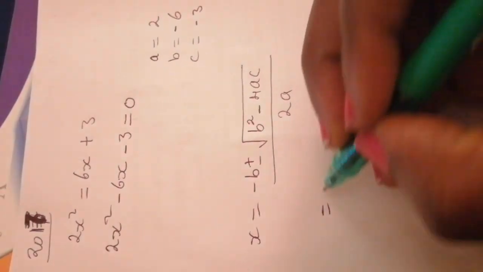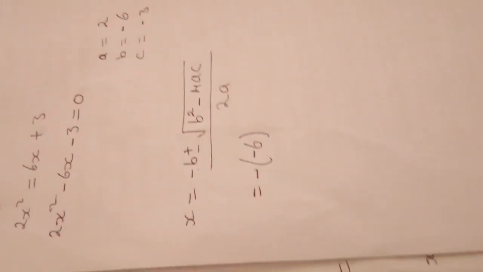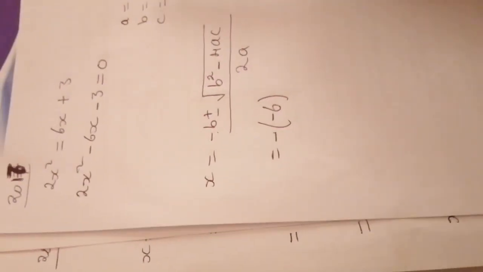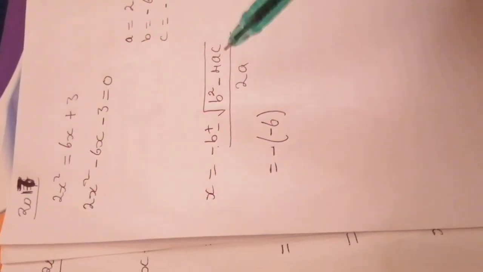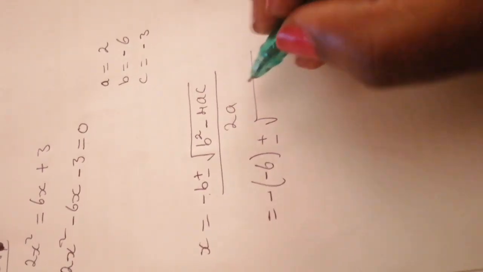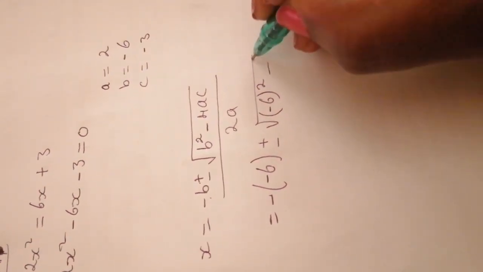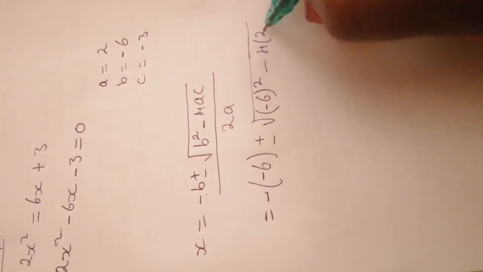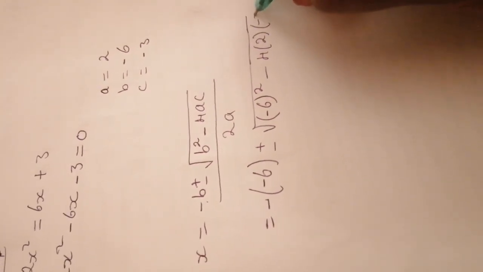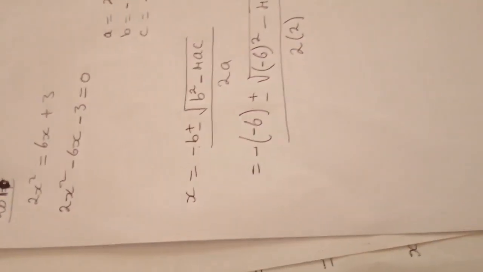Substituting, we have negative, then our b is negative. Okay, please don't forget about this negative or that one. So we have a negative in the formula, then our b is also negative, so write it that way. And plus or minus square root of b, which is negative 6, squared minus 4 times a, which is 2, times negative 3, like that, over 2 times 2.